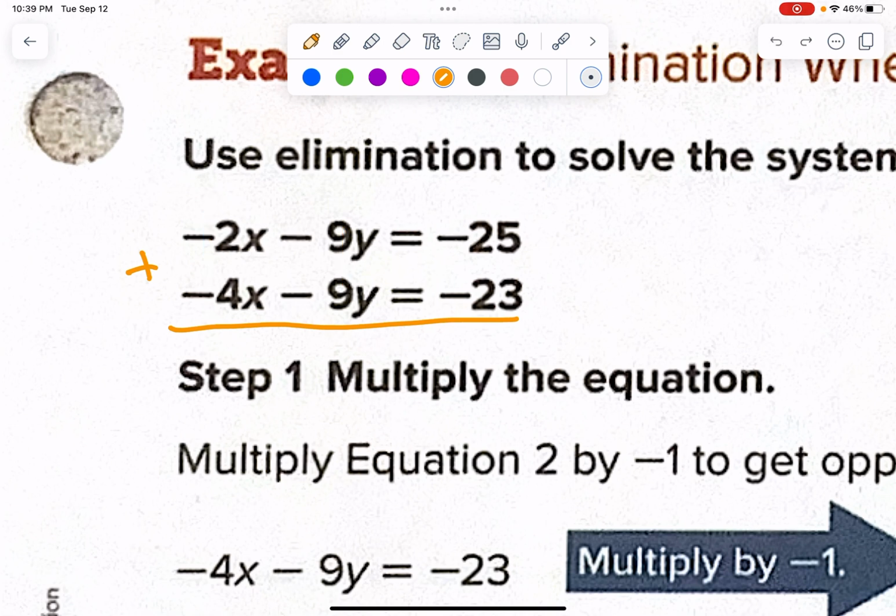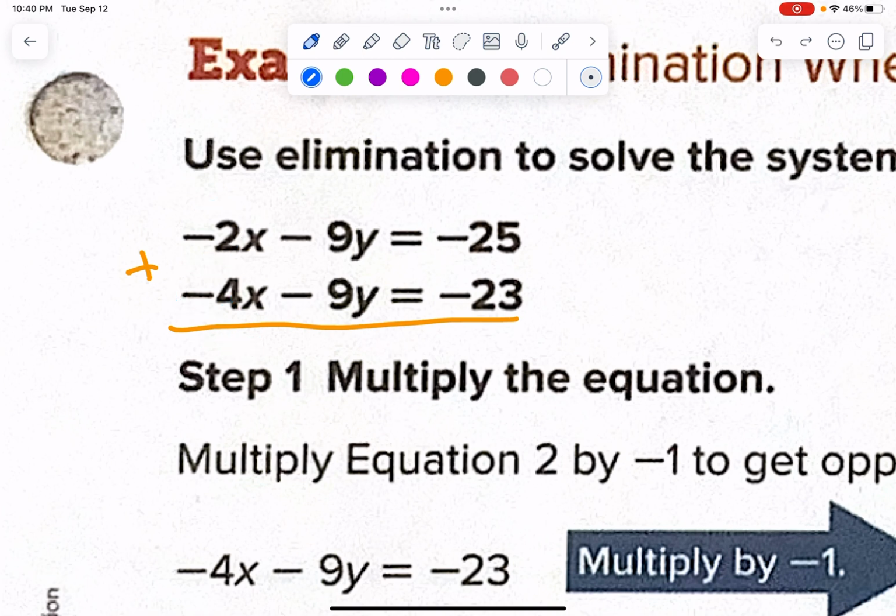So here's what we have. If I try to add them right now the way they are, negative 2 and negative 4 makes negative 6x. Well, those don't cancel. Negative 9 and negative 9 makes negative 18y. Well, those don't cancel, right? But the y values would cancel if one of them was positive.